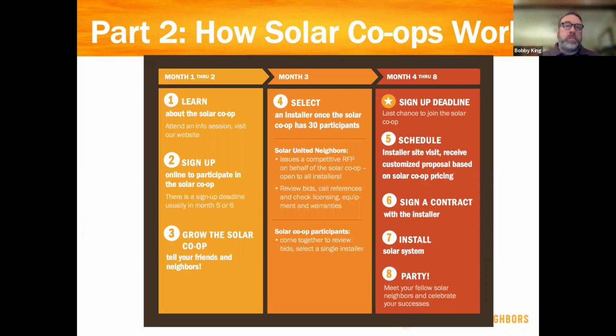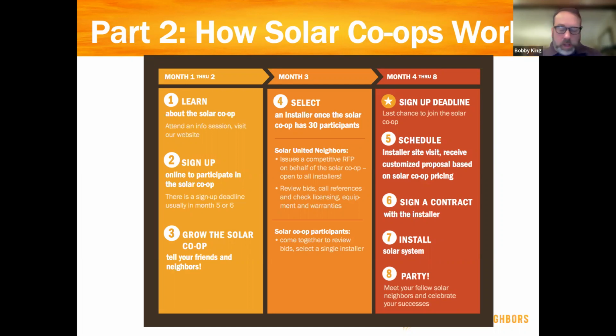After we get enough members, we'll put out the request for proposals to solar installers. And any solar installer can bid. They sign up with us to receive notification, and I usually call around and let installers know it's up on our website and encourage them to bid.